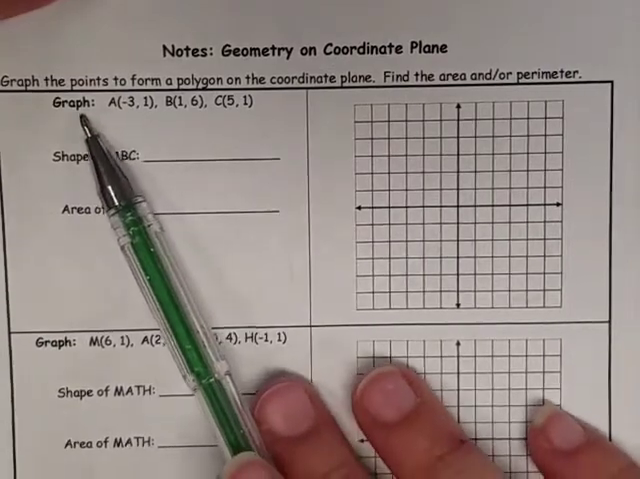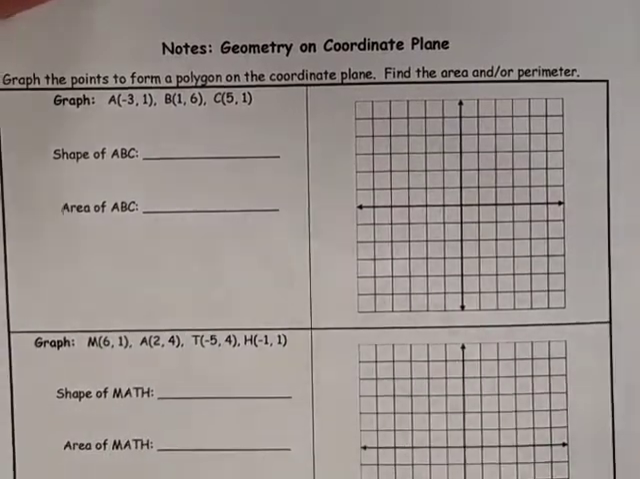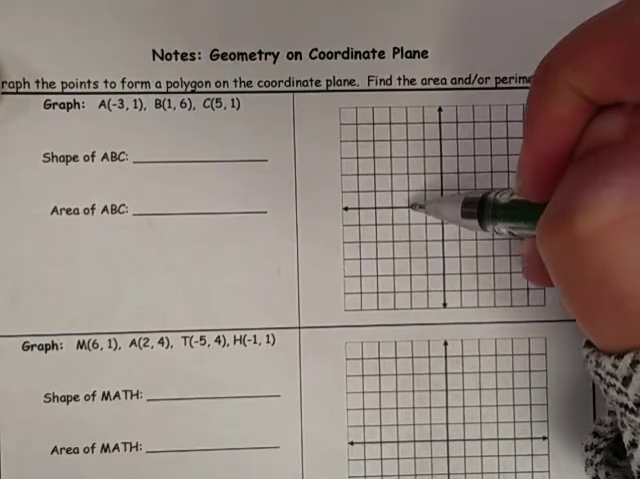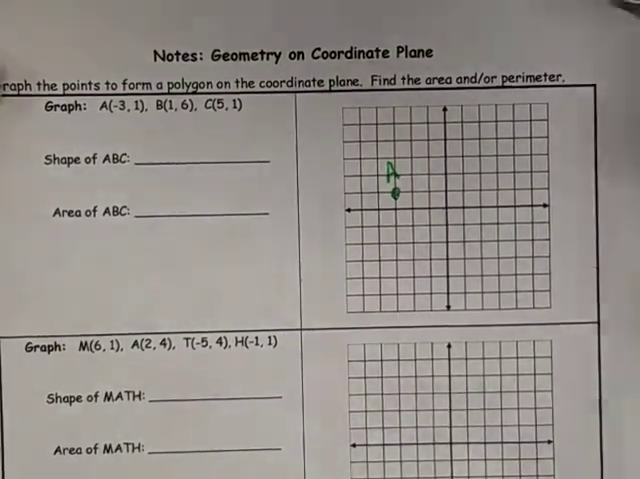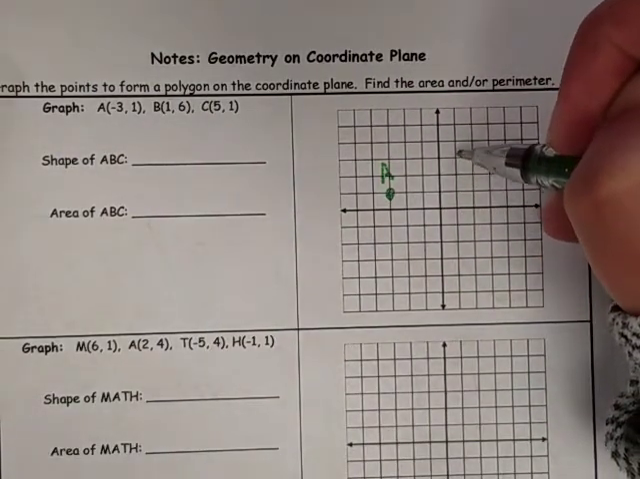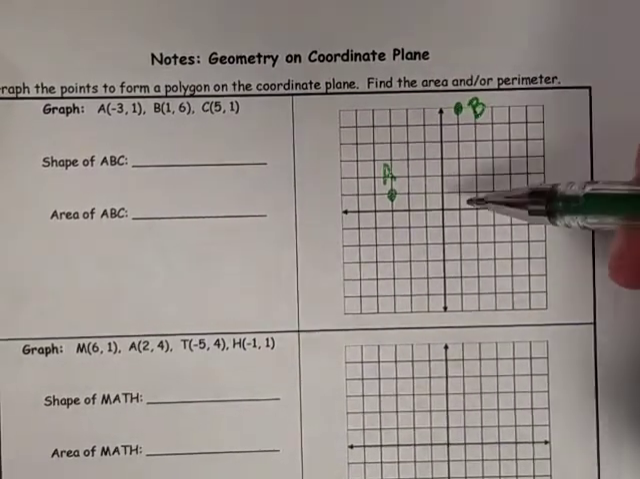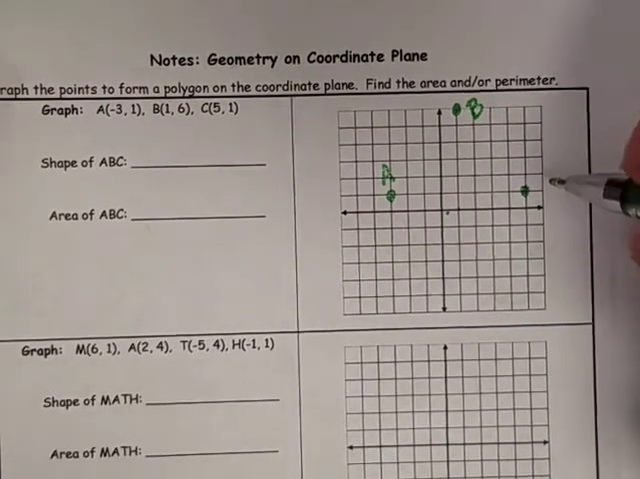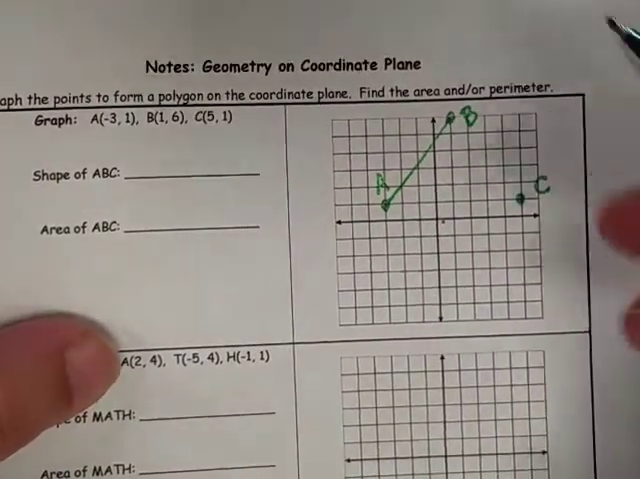This example says we're going to graph points A, B, and C. Well, if there's 3 points, we already know it's going to be a triangle. So let's go ahead and graph those 3 points. (-3, 1): left 3, up 1. Let's label that A. And then B is (1, 6), so over 1 and up 6: 1, 2, 3, 4, 5, 6. And that's B. And then C is (5, 1): 1, 2, 3, 4, 5, up 1. And that is C. Then we're going to connect our 3 points.